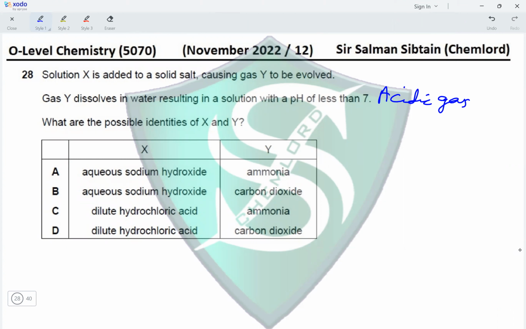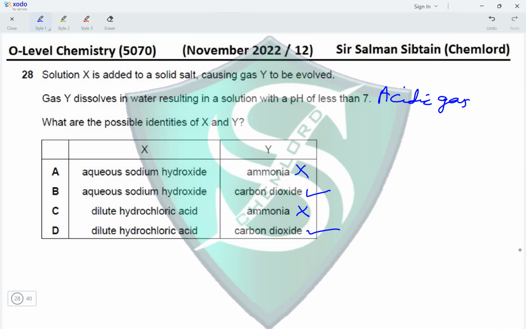First of all, let's identify gas Y. A says ammonia, that is an alkaline gas. Carbon dioxide in B, acidic. Ammonia again in C, alkaline. Carbon dioxide in D, acidic. So options B and D might be correct.